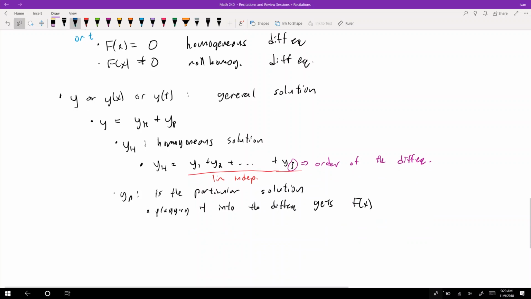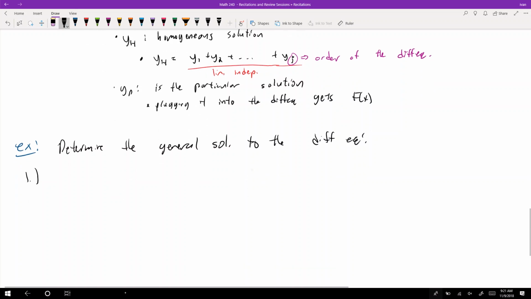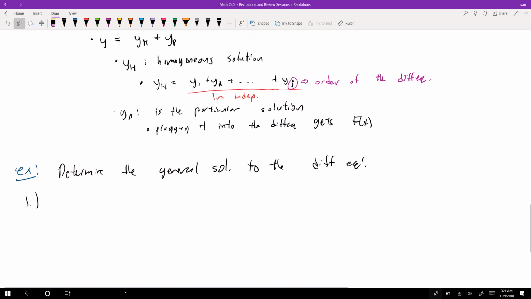Okay, let's jump into examples. Determine the general solution to the differential equations. Number 1, we're going to do y double prime minus y prime minus 2y is equal to 0. And for the purposes of today, it's always going to be 0 on the right-hand side.